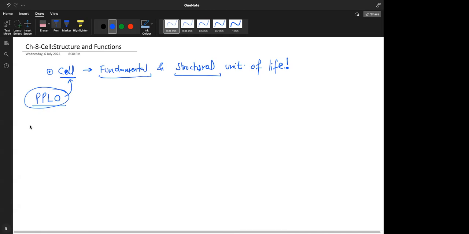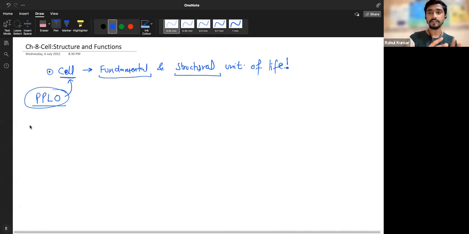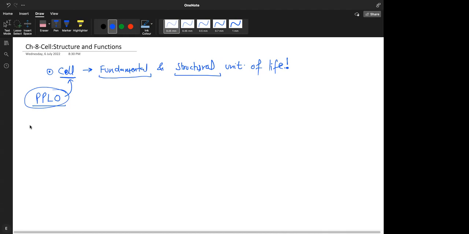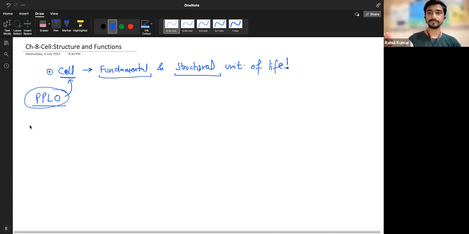Where different cells go on to form different tissues, and different tissues go on to form different organs, and different organs go on to form different organ systems, and all these systems together make an organism, which is human, right? So we are just more evolved, that's all. But if we go to each and every cell of our body, it behaves more or less the same as a unicellular organism. Okay?